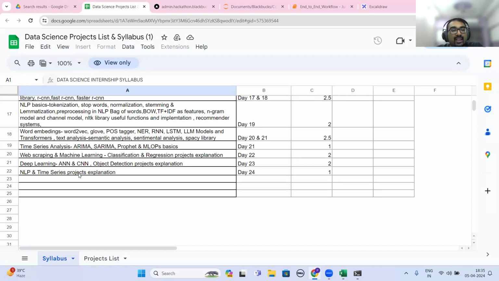On Tuesday we discussed web scraping and machine learning projects. Yesterday we discussed deep learning projects, especially image classification projects. And today, before we start with anything new, I want to ask whether you have any questions or doubts that I can help you with.